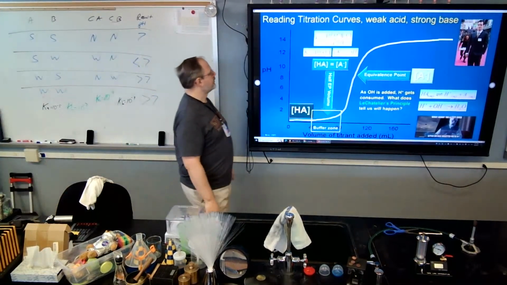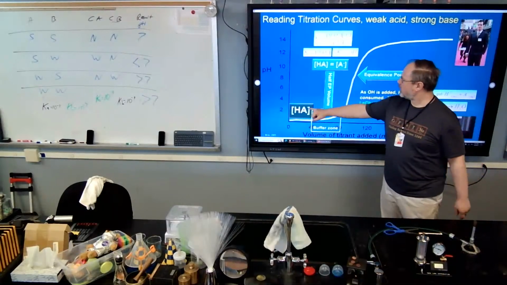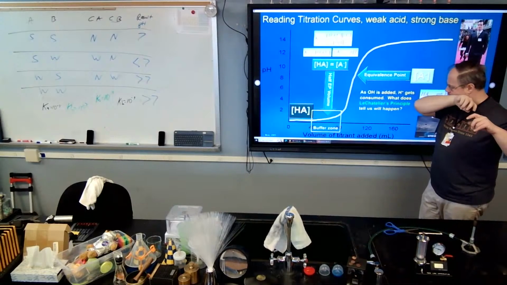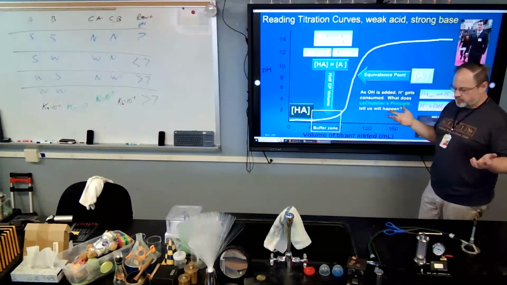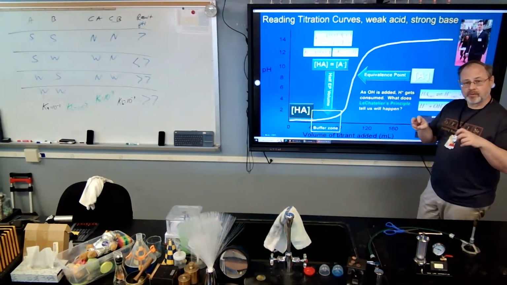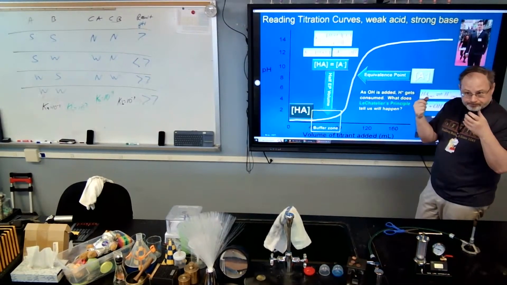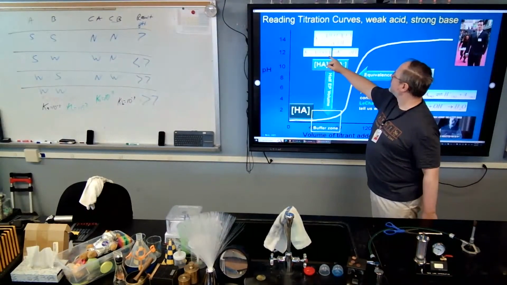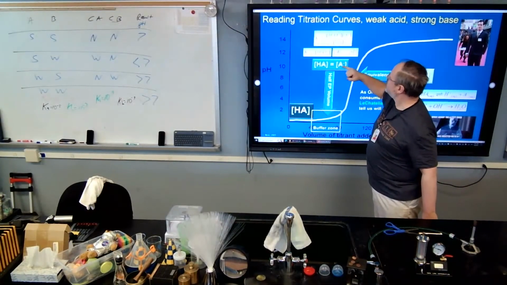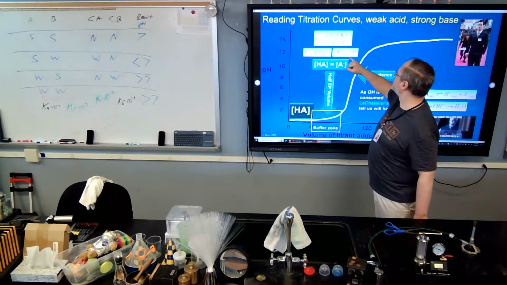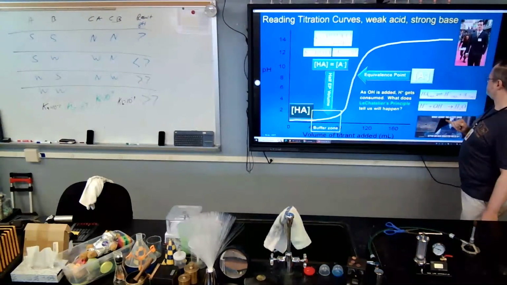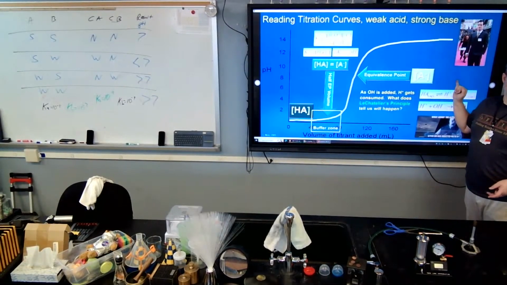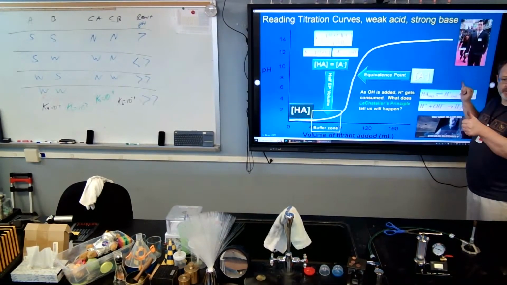I worked really hard on this graph, so again, here, all HA, here, all A minus, at the equivalence point. End point, color change. Equivalence point, mole. Halfway between, HA is A minus, which means the ratio of HA to A minus is 1, logarithm of 1 is 0. Henderson-Hasselbalch says the pH is going to equal the pKa. Questions so far? If you're comfortable with this, give me a thumbs up.